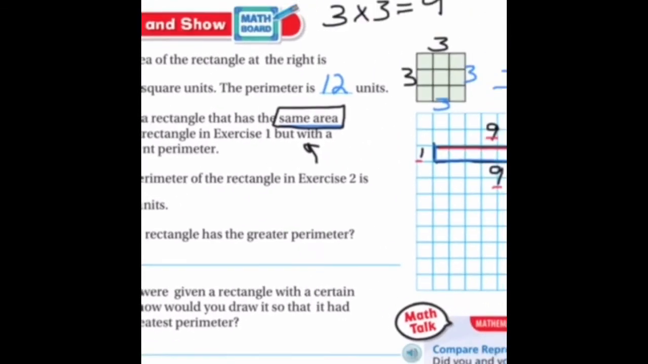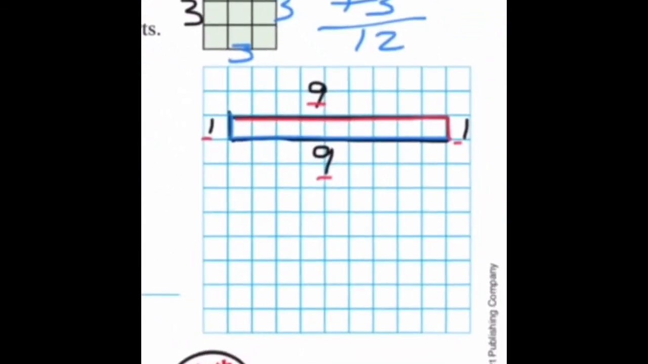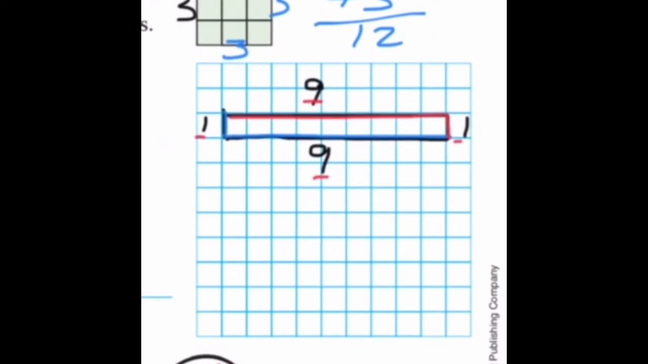That is the only other rectangle you could draw that has an area of 9. Okay, so if you have a rectangle with an area of 9, it's either a 1 by 9 or a 3 by 3 rectangle.